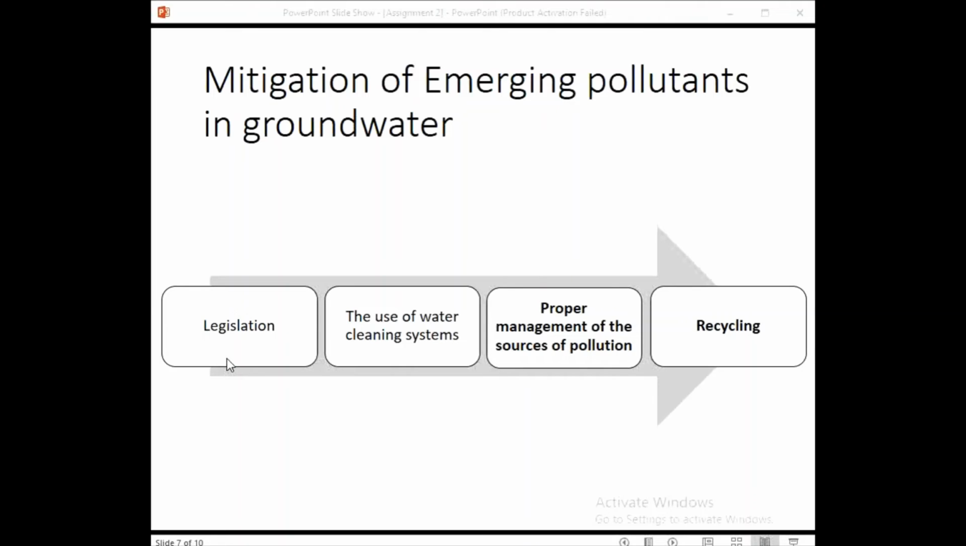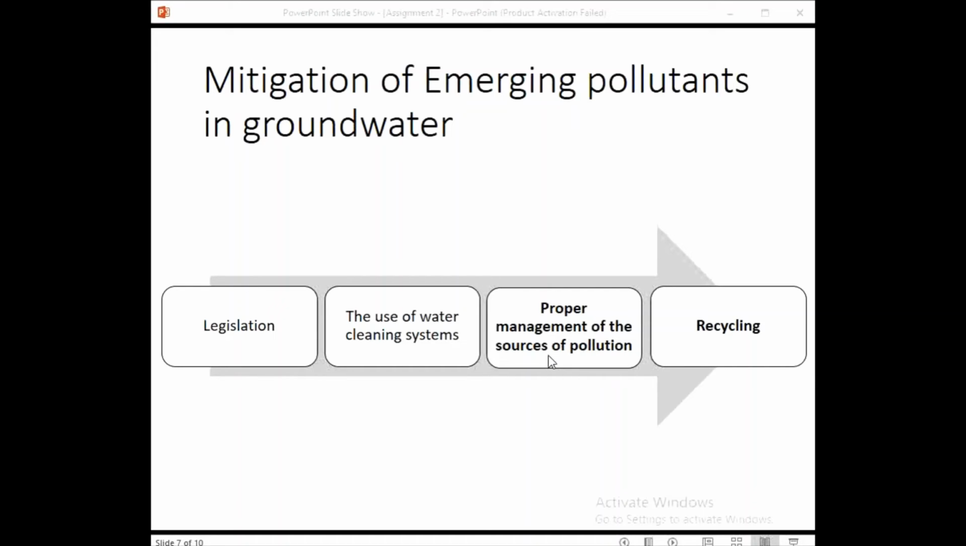The use of water cleaning systems. Point of use treatment systems should be installed in outlets that dispense water for human consumption. The techniques used include chemical disinfection, boiling, solar distillation, filter ozone, water disinfection, activated charcoal adsorption, and ultraviolet disinfection.